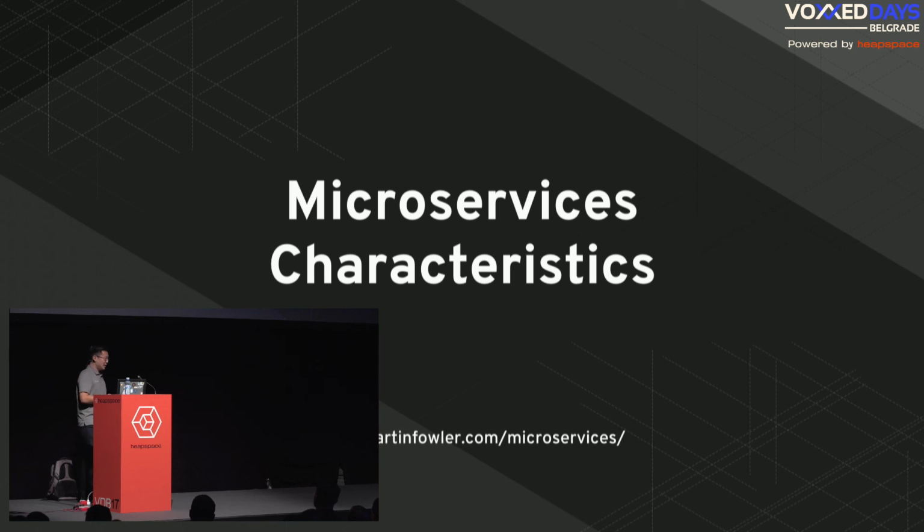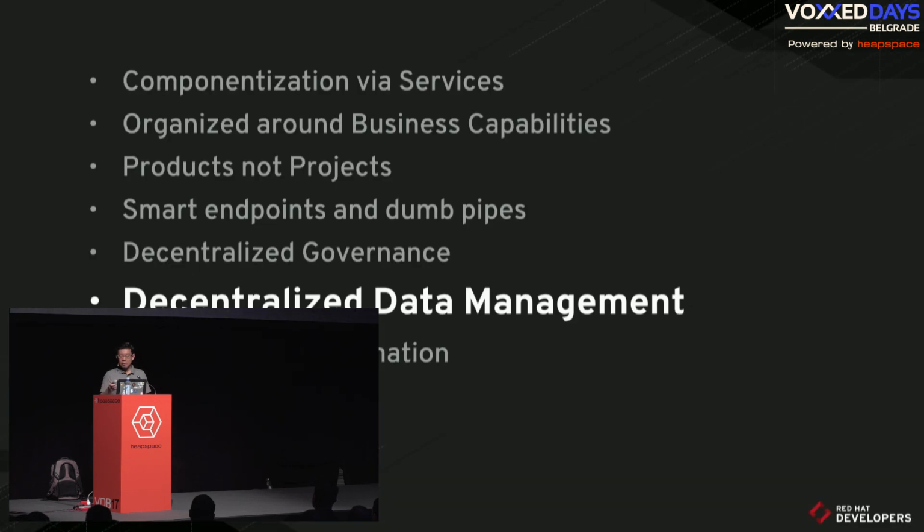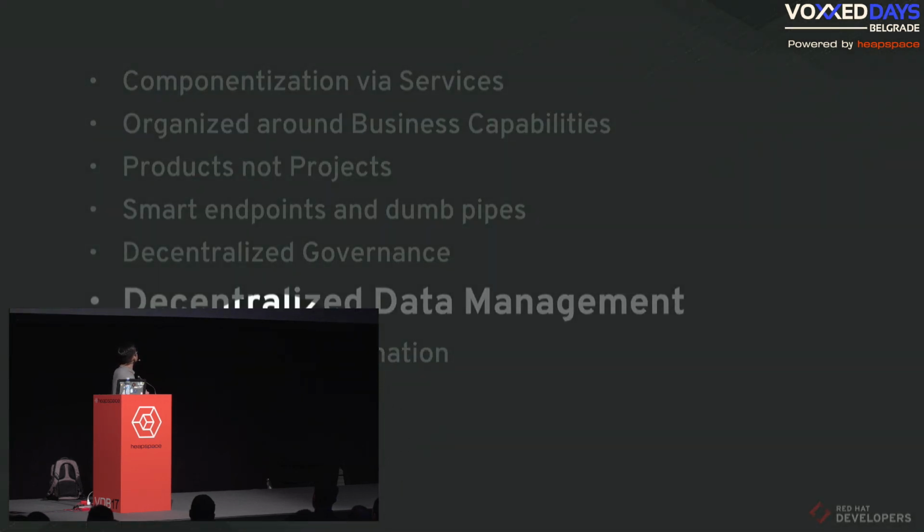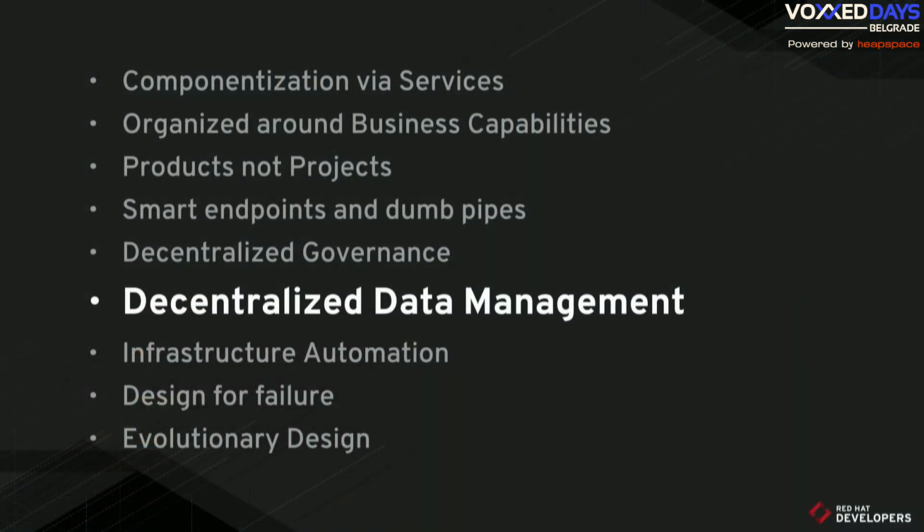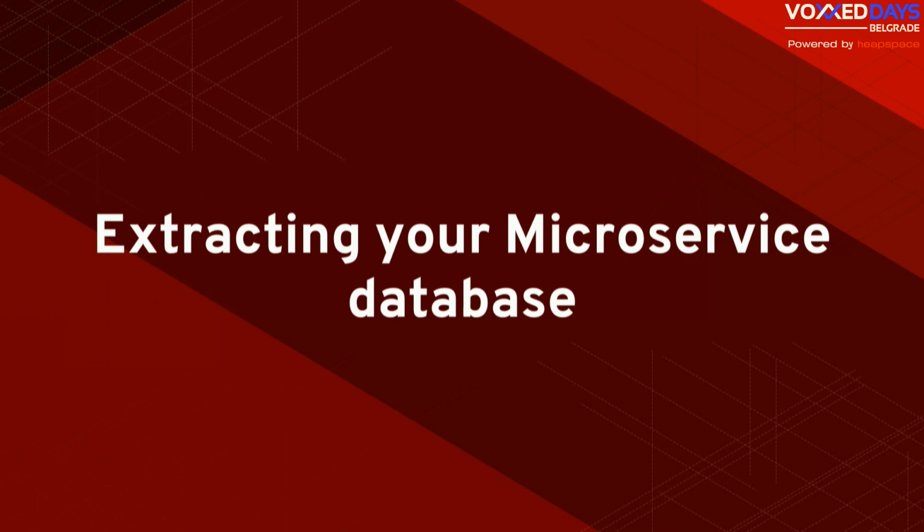And Martin Fowler did a very nice job collecting some of the characteristics of microservice architectures in his blog. But today, we only have time to discuss this one, which is the decentralized data management principle, which basically states that each one of your microservices must have its own database. Okay? If you want to know why, maybe you can read the blog later, because we're going to dig into more problems.